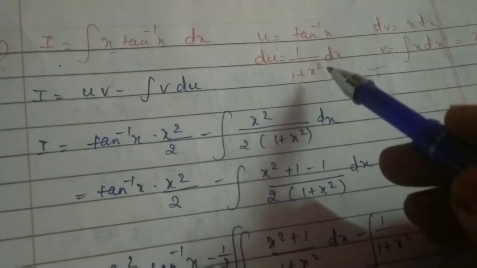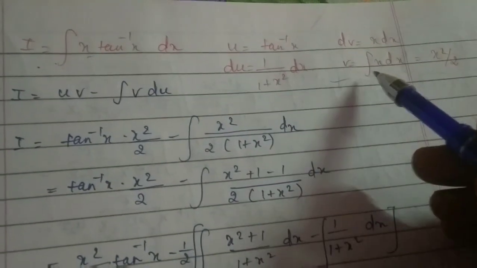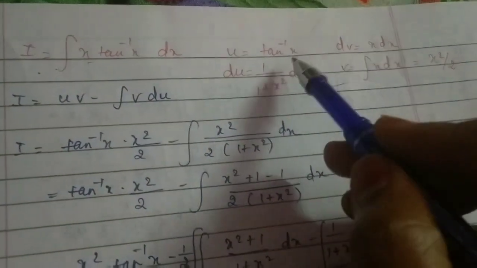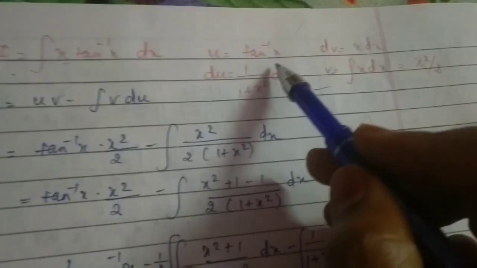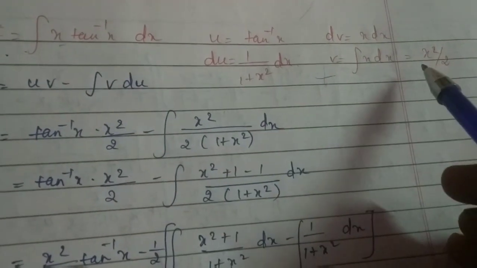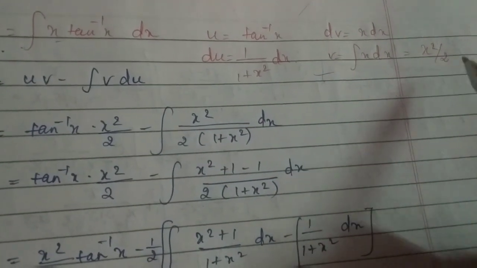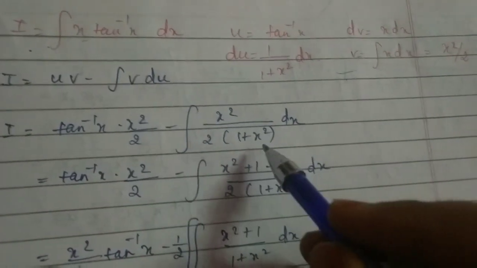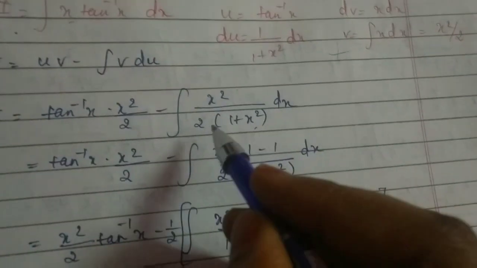du equals 1 by 1 plus x squared dx. When you integrate dv, you will be getting v equals x squared by 2. So it is uv, that is x squared by 2 into tan inverse of x, minus integral v du. v is x squared by 2 into 1 by 1 plus x squared into dx. So I have written it here. Now you can take 2 outside.